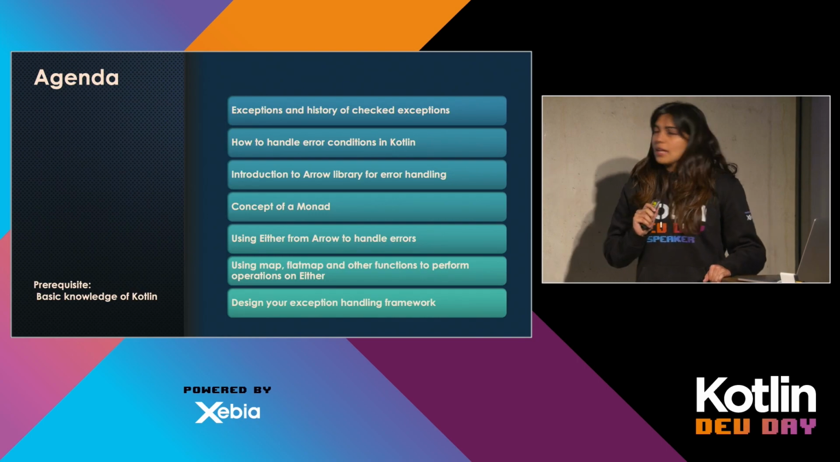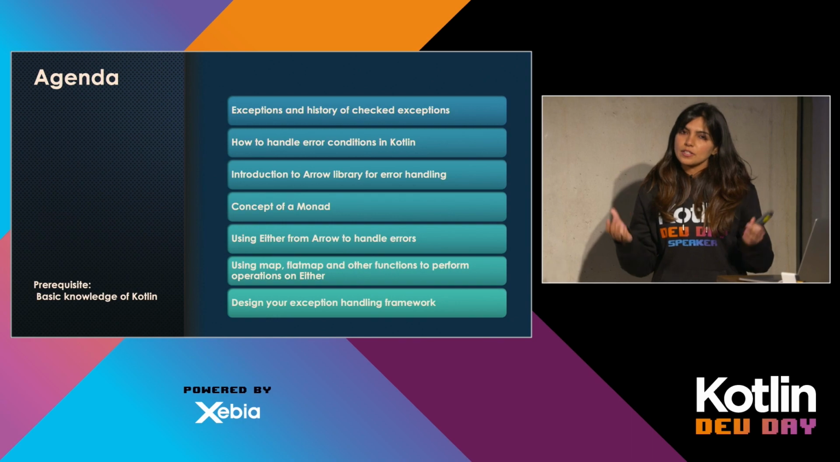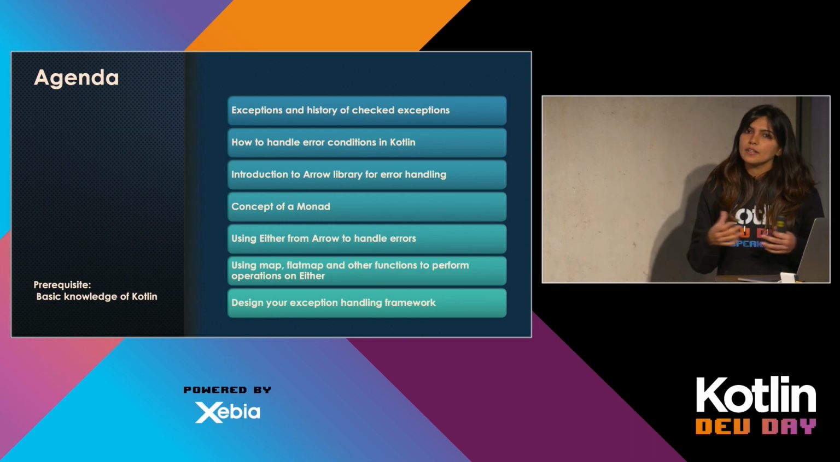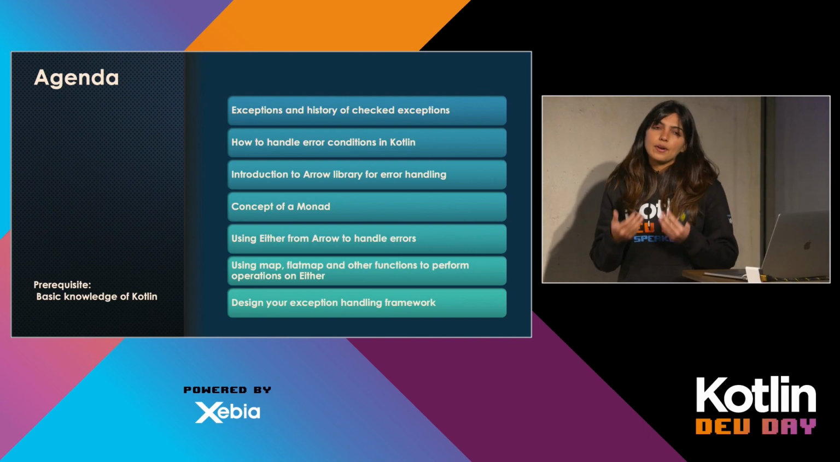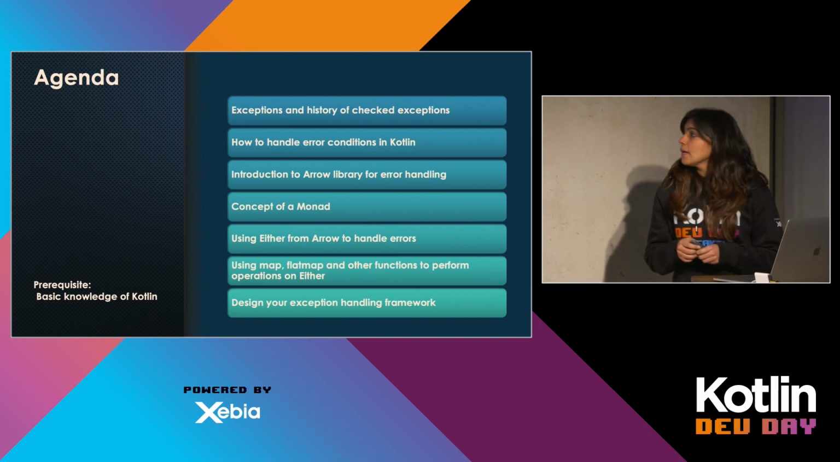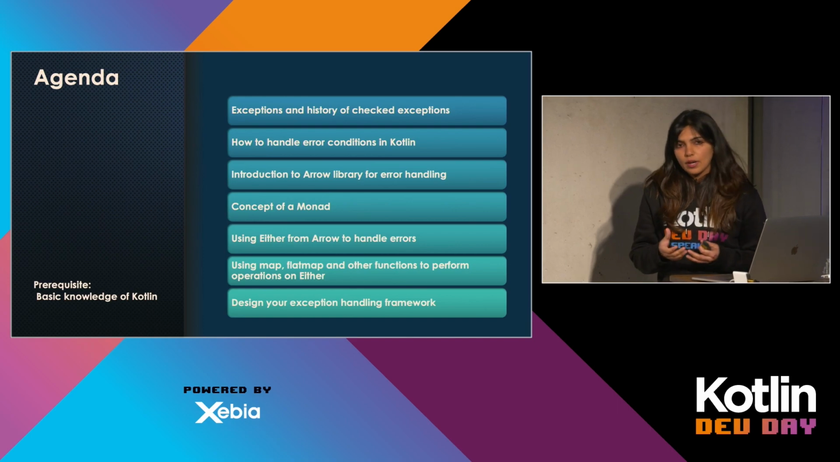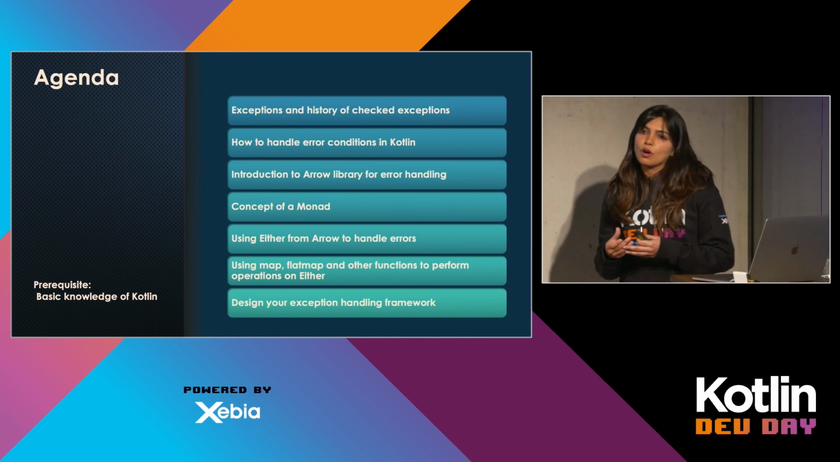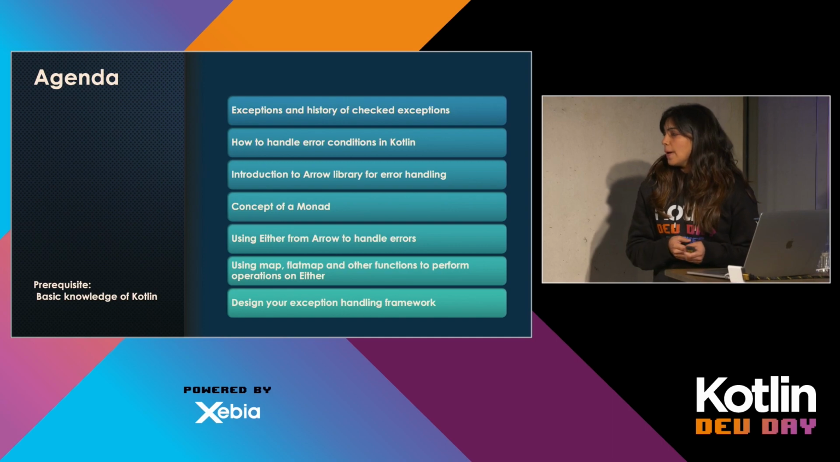So let's first of all have a sneak peek into today's agenda. First of all, we are going to talk about exceptions and specifically the reason for checked exceptions. Then how to handle error handling in Kotlin. Introduction to Arrow library for error handling. And within Arrow library, we are specifically going to talk about the concept of a monad and using the Either data type from Arrow to handle errors.